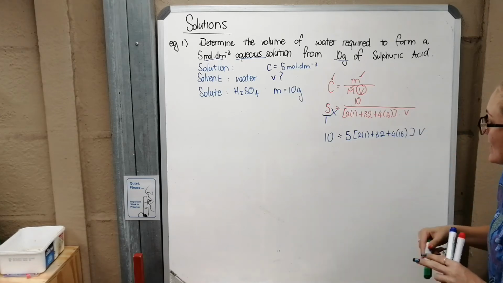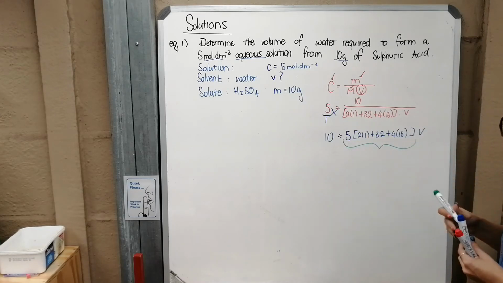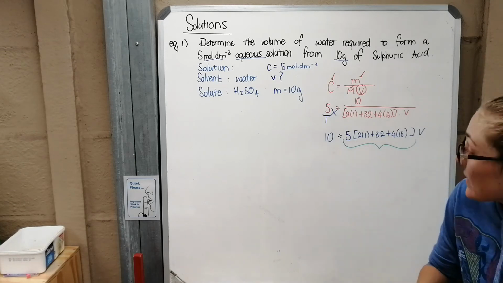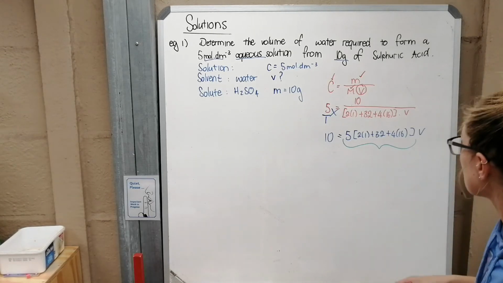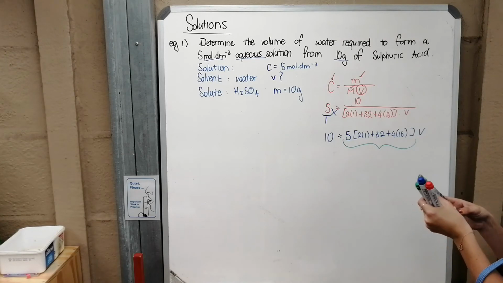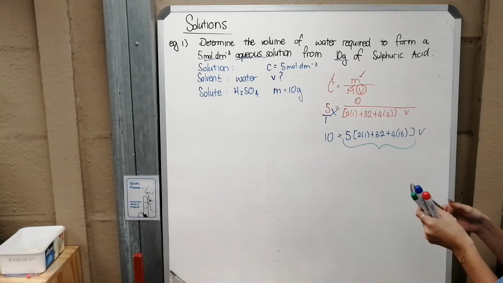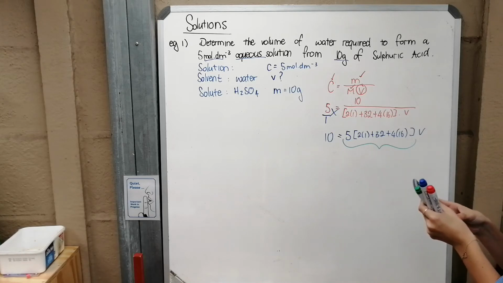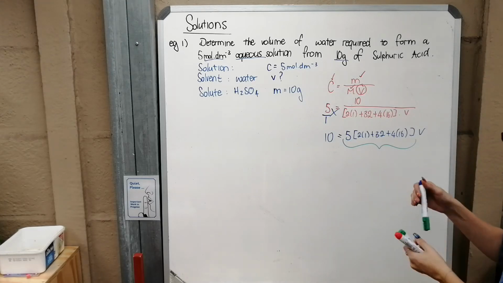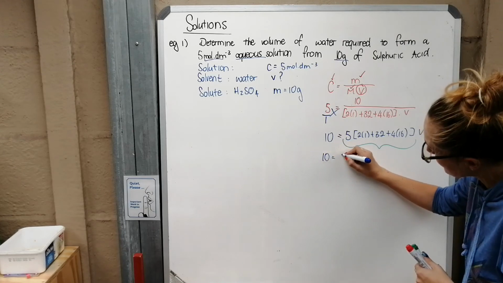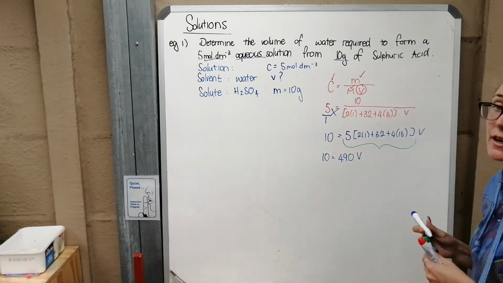Okay, now we can simplify all of this. So 2 plus 32 is 34 plus 4 times 16... Oh, no, man. Sorry, my calculator's in scientific mode. Okay. 2 plus 32 plus 4 times 16, times 5, is 490. So we've got 10 equals 490 V, and now I think you can take it from here.